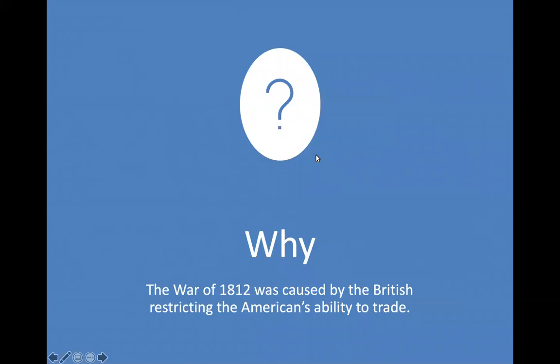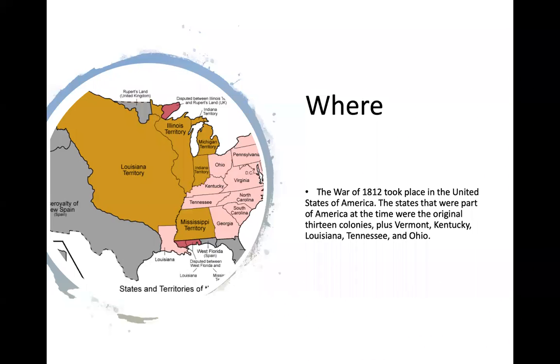Where did it take place? The War of 1812 took place in the United States, like the Revolutionary War, but it had more states now. It had the original 13 colonies, plus Vermont, Kentucky, Louisiana, Tennessee, and Ohio.